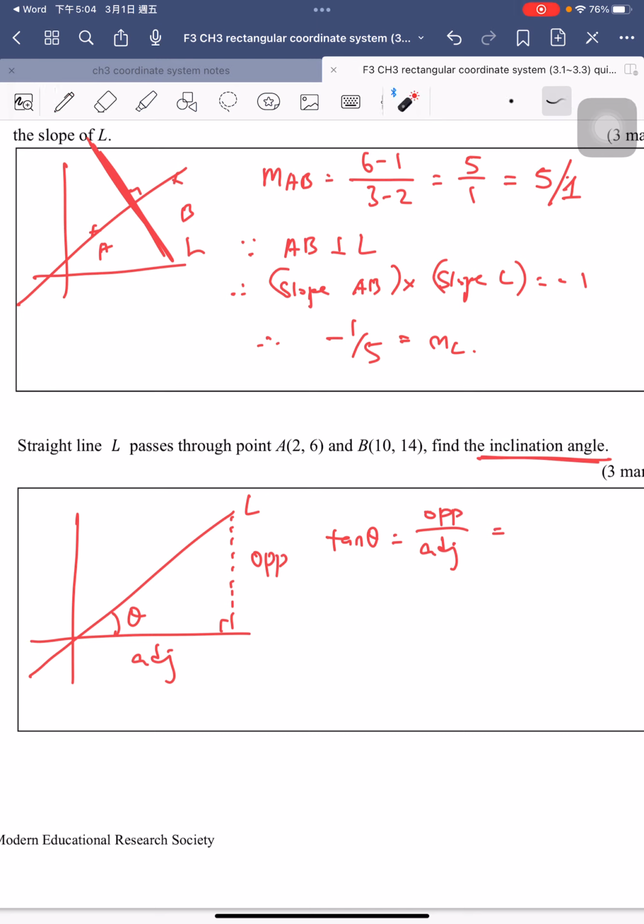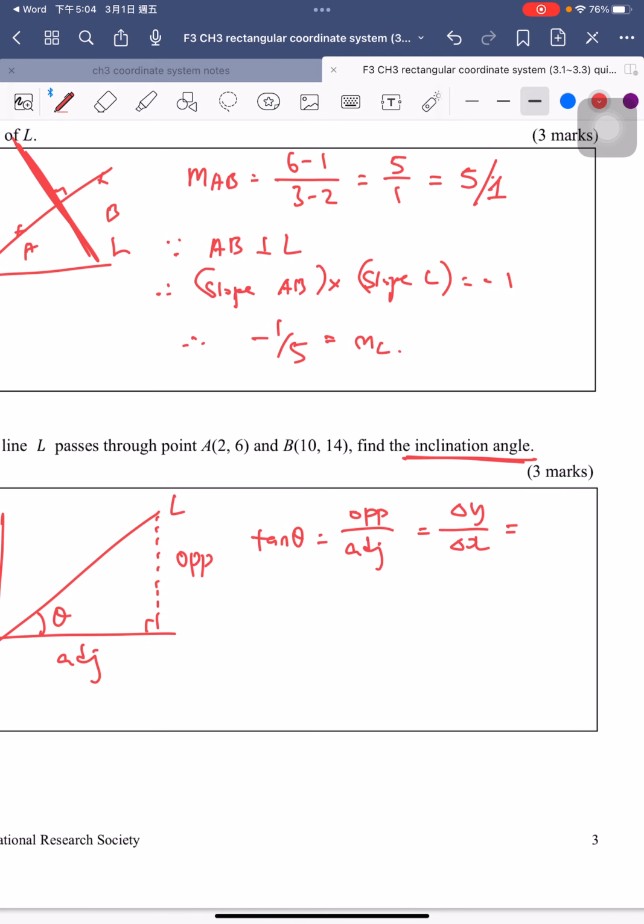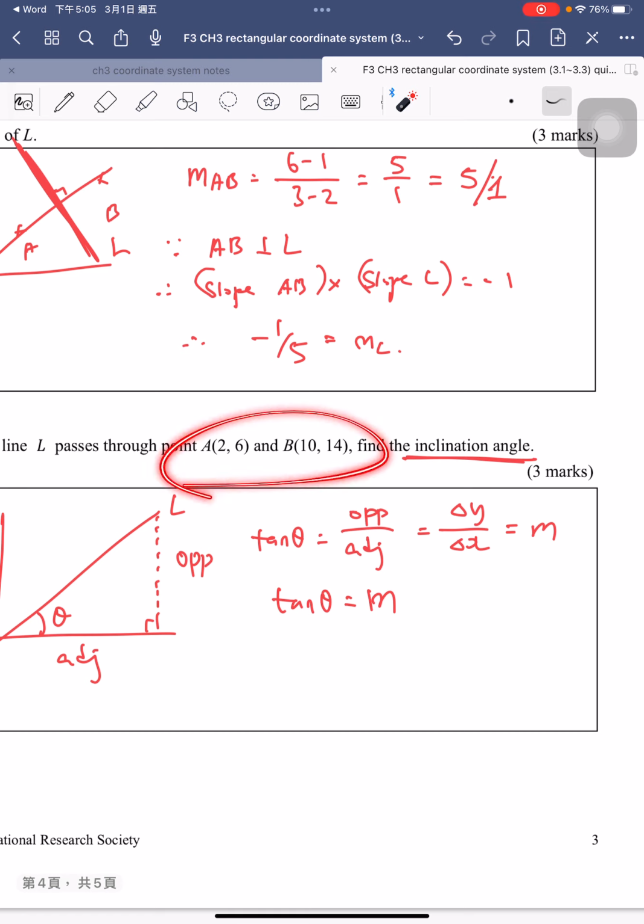But the opposite is also calculating the change of y. Similarly, the adjacent side is calculating the change of x. So tangent theta can be read as the change of y divided by the change of x. But by definition, the slope is equal to the change of y divided by the change of x. So that's going to be equal to m. So now we can say that tangent theta is just equal to m. So we can just calculate the slope between A and B.